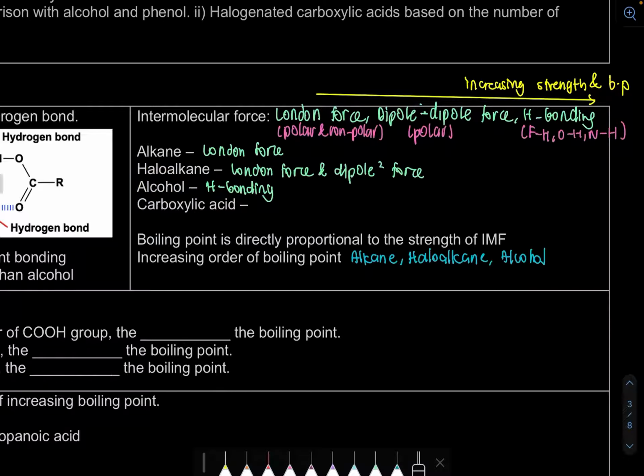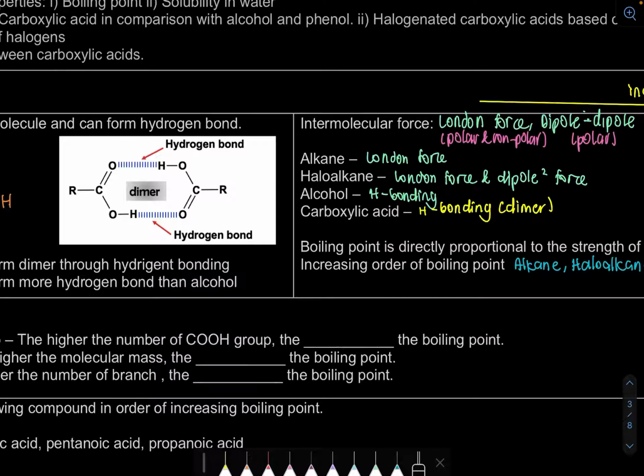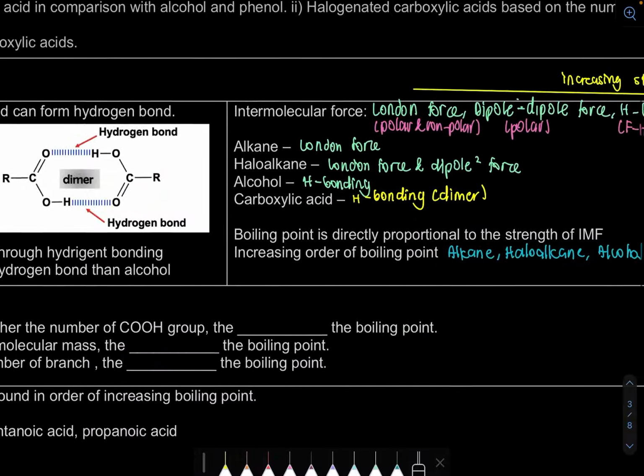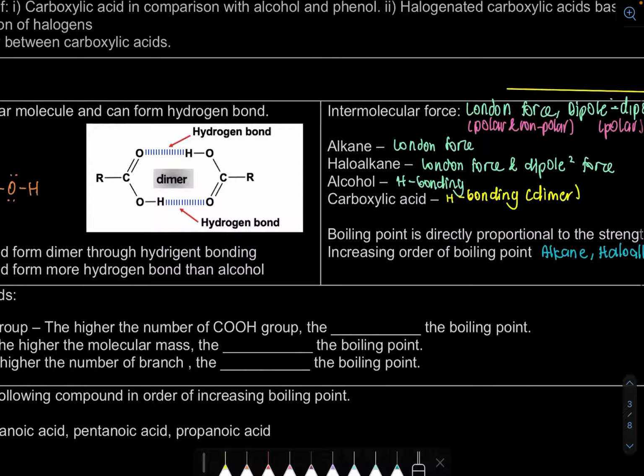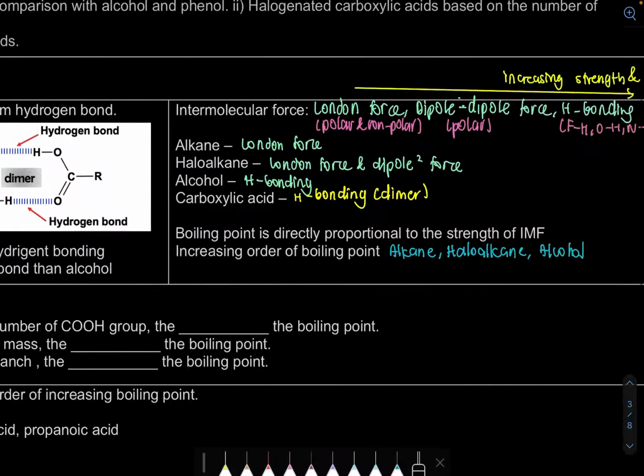So how do we compare? For carboxylic acid we also learn hydrogen bonding. But for these four different molecules, each class has a different factor. For carboxylic acid, the special thing is that it can form a dimer. So when it can form a dimer, it can form more hydrogen bonds than alcohol. So what will happen? The intermolecular force between the carboxylic acid molecules is stronger.